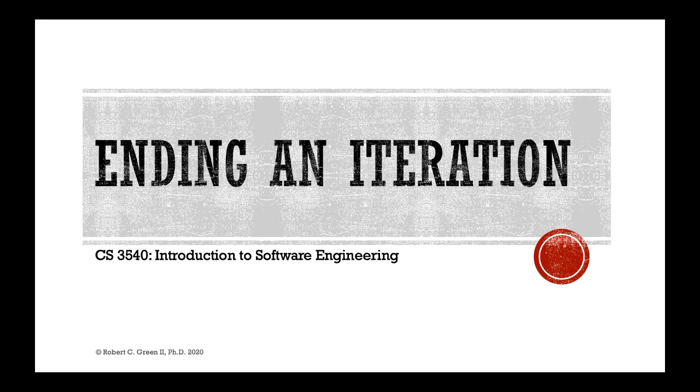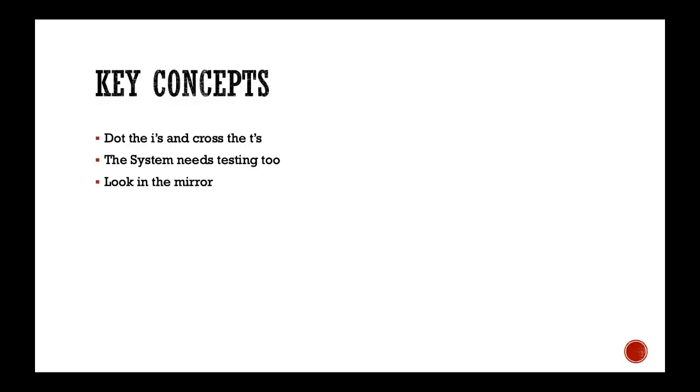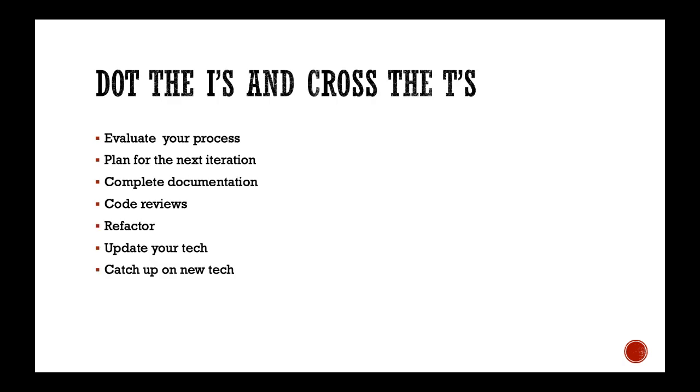Today we're going to talk about ending an iteration. Some key concepts I'd like you to keep in mind as we go through this: dot the I's and cross the T's, the system needs testing too, and look in the mirror. So, dot the I's and cross the T's.